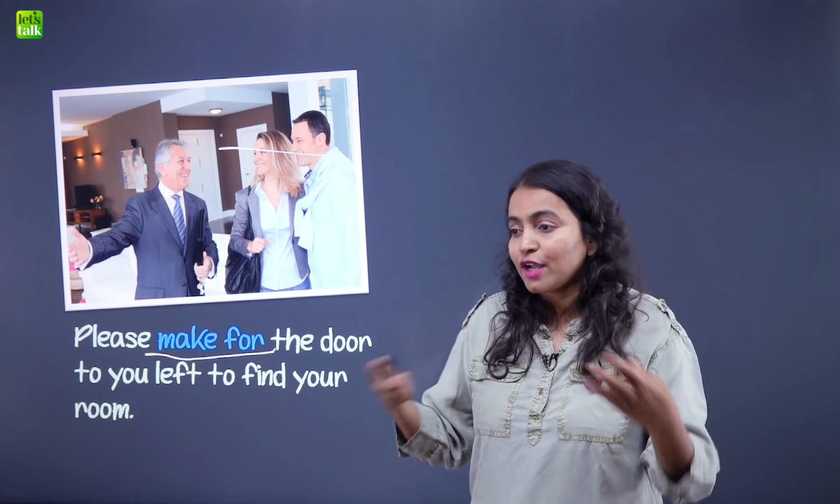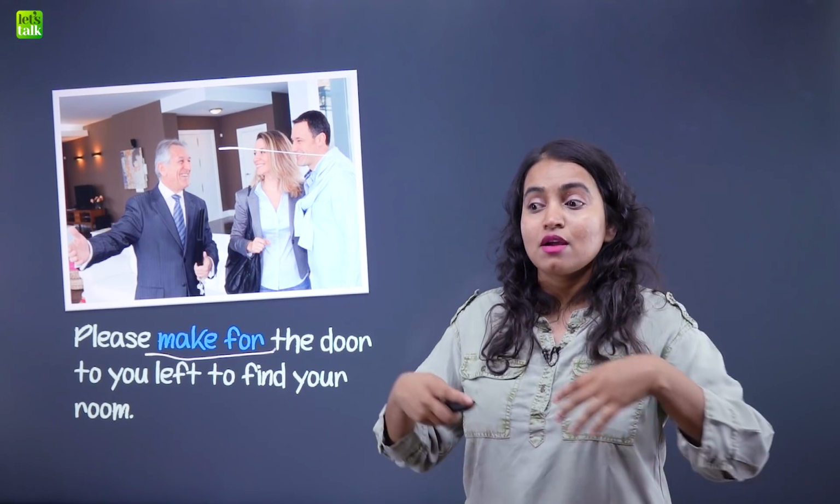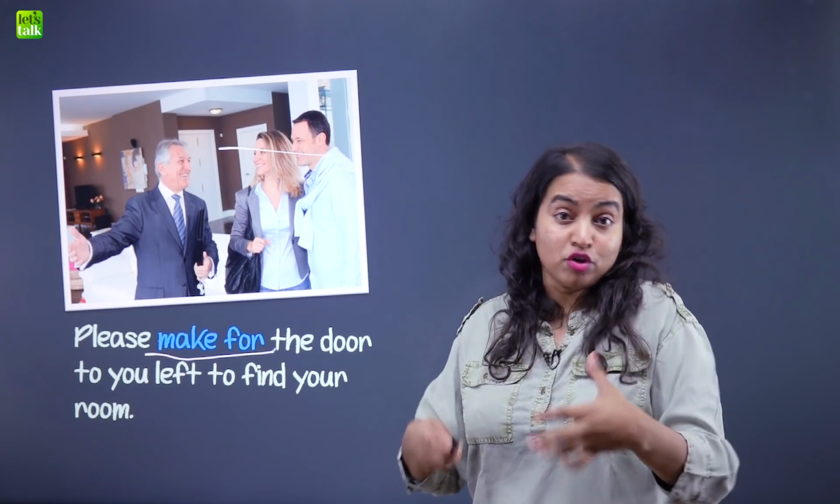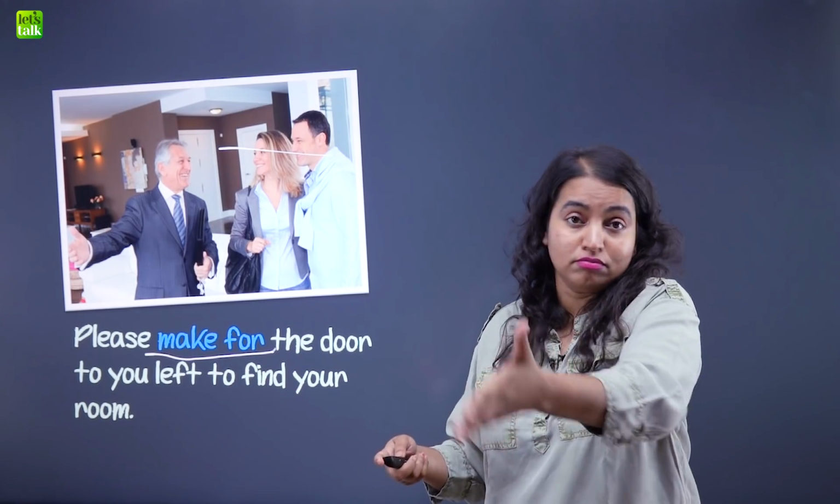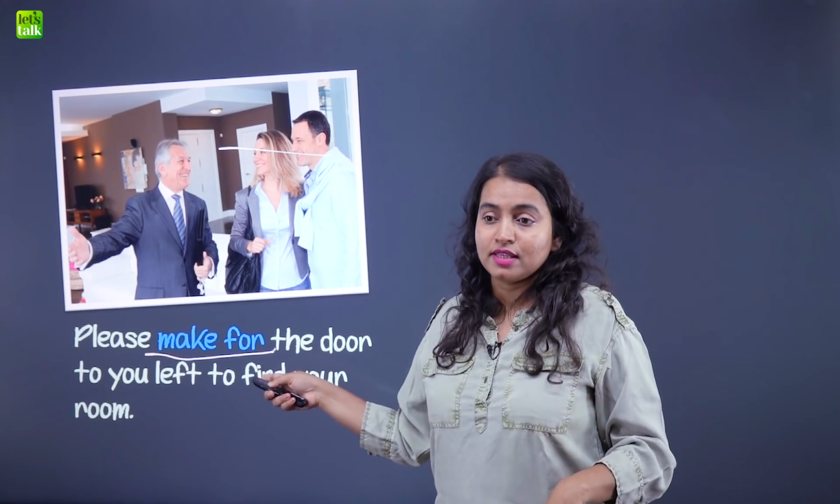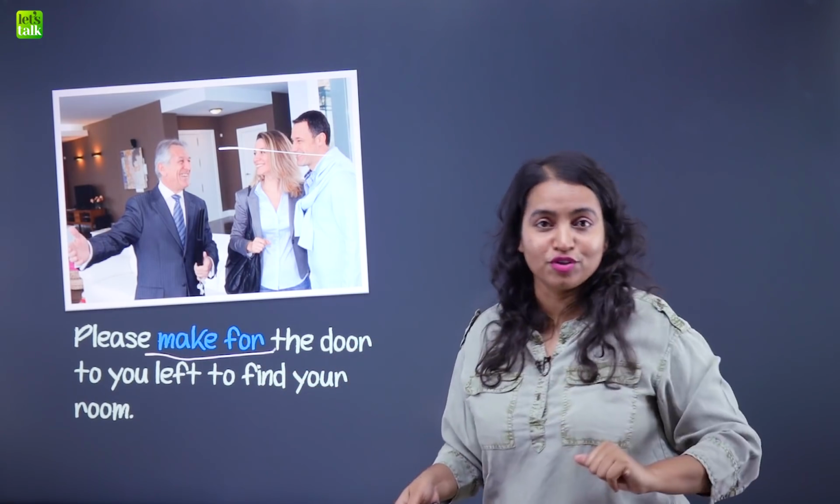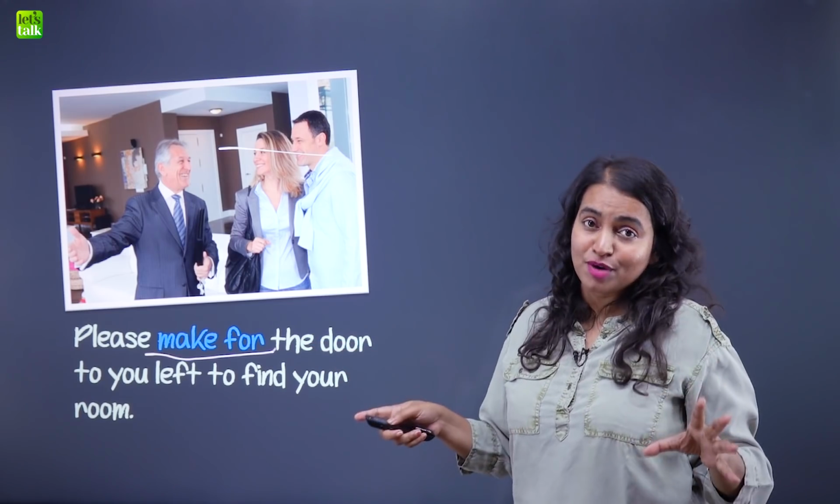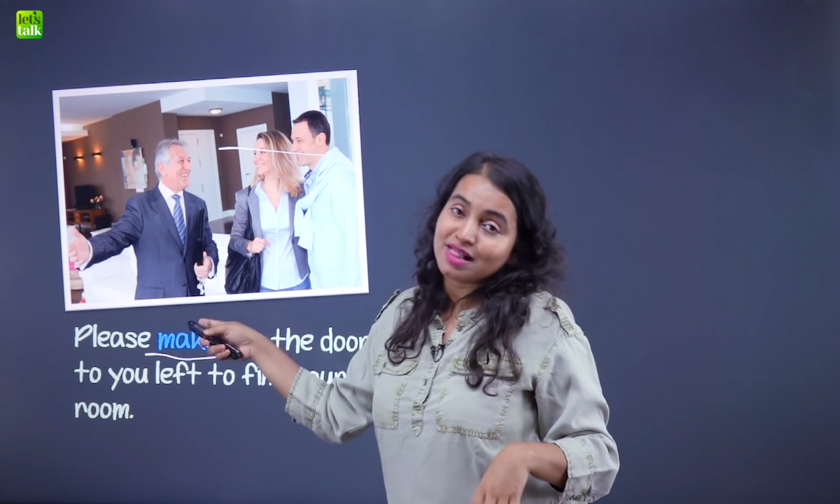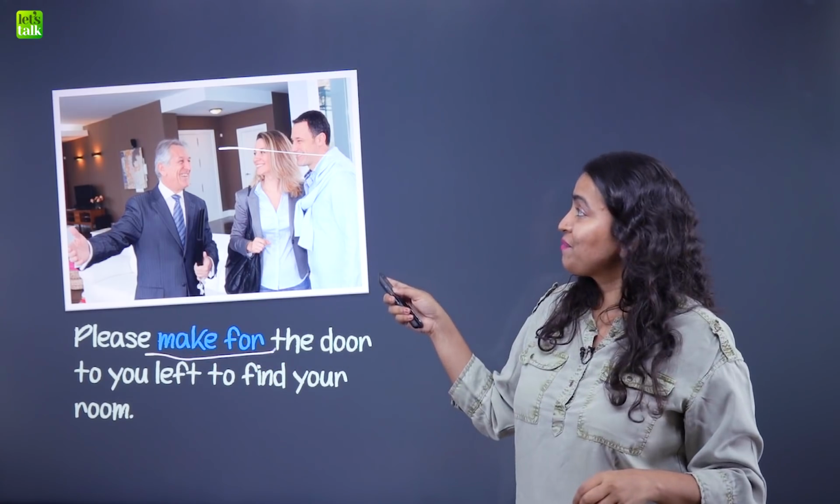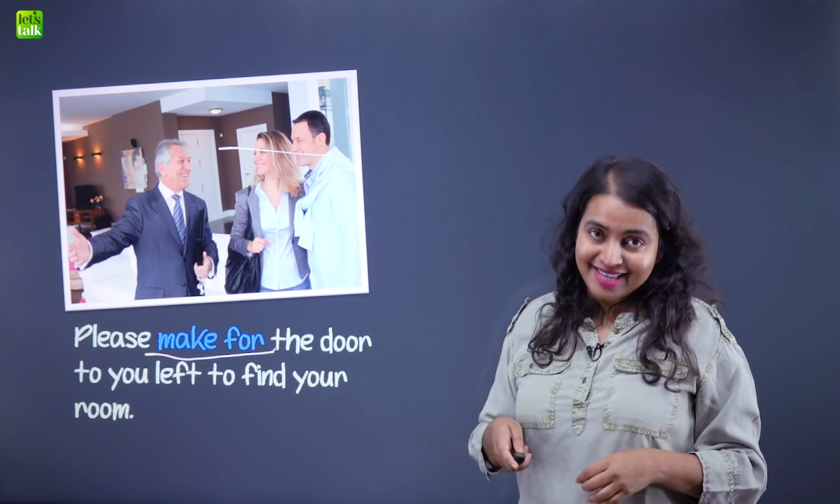I think this is a really good expression to use in a formal situation. So if you are showing a visitor in your office where to go and how to go, if you're giving instructions about where they have to go, you can use this expression by saying, "Sir, why don't you make for the room on your left? That's the conference room." So this is a very good expression. As you can see, there is a hotel manager who is explaining directions to his guests.